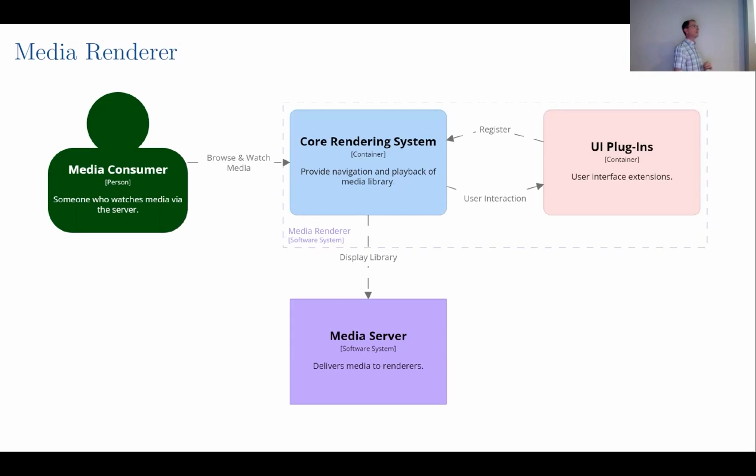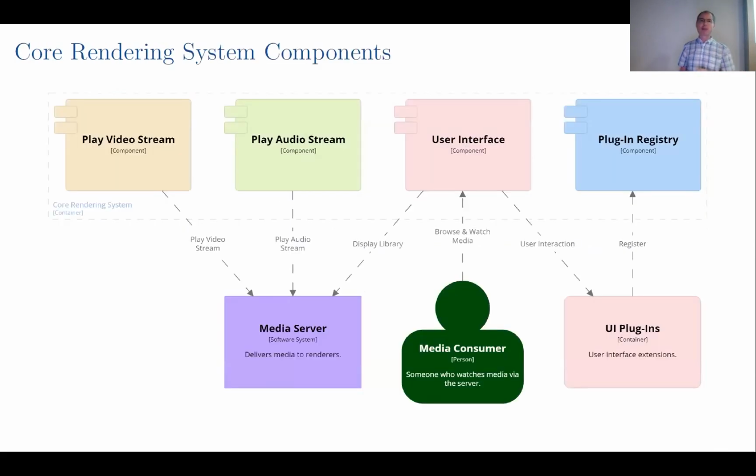So I've got a simple-ish core system for rendering. And I'm going to have UI plugins, which are going to provide me with basically my user experience and skins. If I wanted to make this more complicated, we would actually have plugins for video and audio. That way you could have customization of what streams you deliver to your renderer. And then it talks to the library.